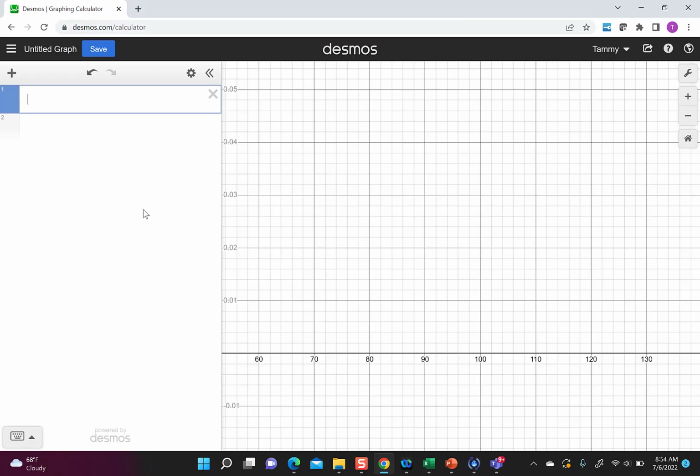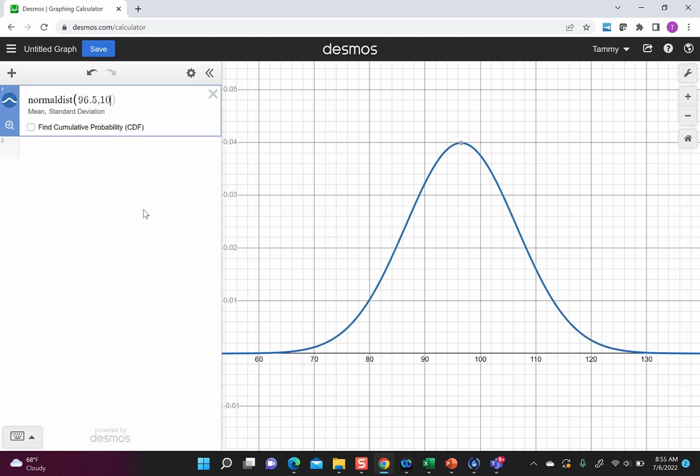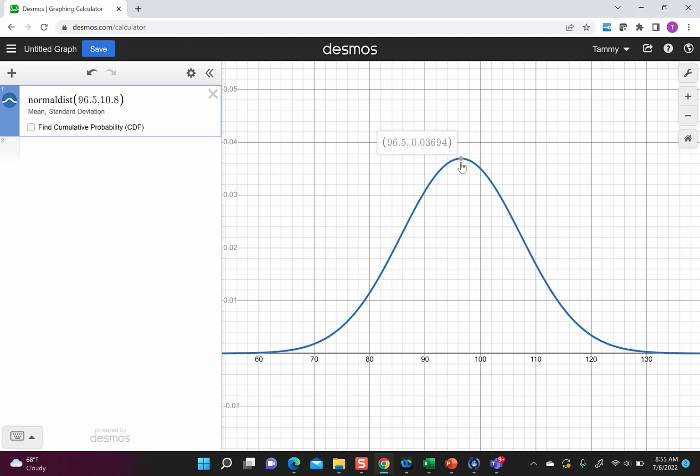So what I'm gonna do is type in normal dist, there's the normal distribution, and it says, well, what's the mean? What's the standard deviation? So we said the mean was 96.5 and we had a standard deviation of 10.8. So what it drew is a normal distribution with a mean of 96.5, which you can see at the top here. If I click on there, 96.5 is the mean, median, mode, standard deviation of 10.8.